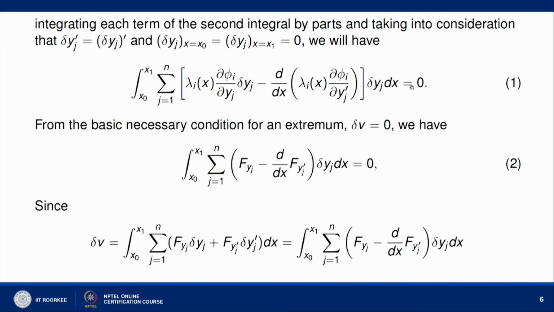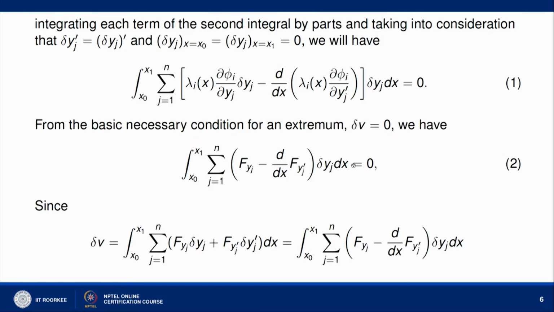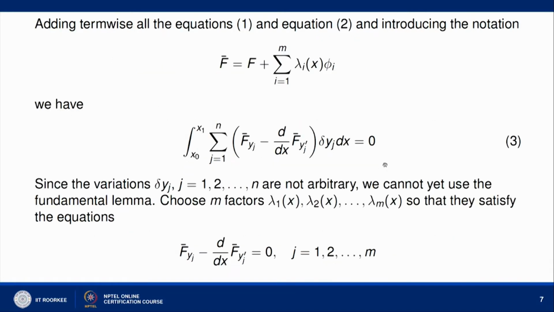So here we have this equation 1 which we obtained from the constraints, and this which we obtained by the necessary condition for extremum, that is delta v equal to 0. So here we add term by term, and we get this notation f bar equal to f plus summation i equal to 1 to m lambda_i(x) phi_i. Then this equation 1 and 2 can be written in a concise form as 3.